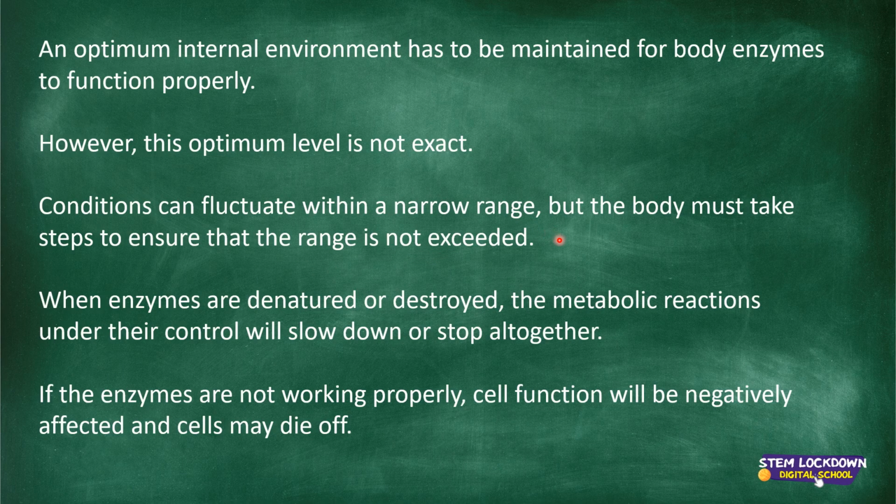Suppose your body functions best at about, let's say, a blood glucose of 90 milligrams. That is the exact blood glucose concentration that is best for your body. But if it is at about 70 to 100 milligrams, then you are still fine. They exist within a narrow range, so your body will be moving along those ranges. It will alter or fluctuate within those ranges. When enzymes are denatured or destroyed, the metabolic reactions under their control will slow down or stop altogether.